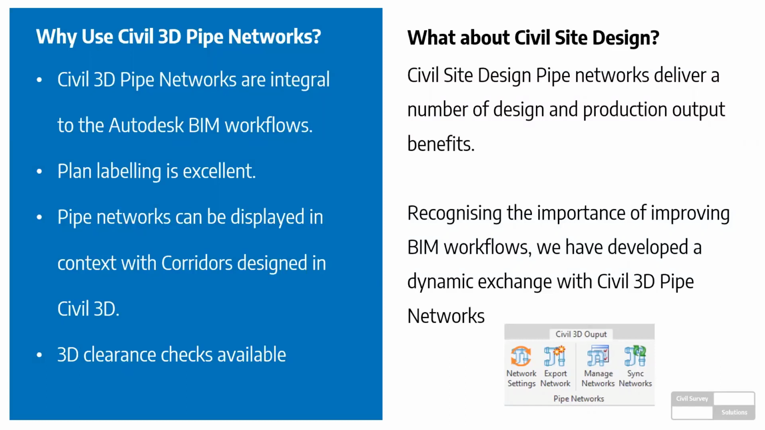The plan labeling is excellent. Take nothing away from Civil 3D labeling. It's really cool. The pipe networks can be displayed in context with the corridors if you use corridors as part of your process. And there are 3D clearance checks. I will show you some alternatives to doing it in Civil 3D. So time permitting, I'll take you out to Navisworks and show you how you would do clearance checks in there. But certainly the idea of a full parametric model-based network does give you some additional clearance check opportunities.